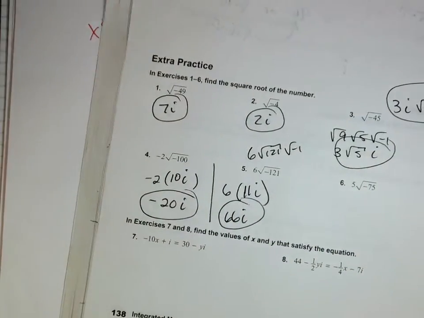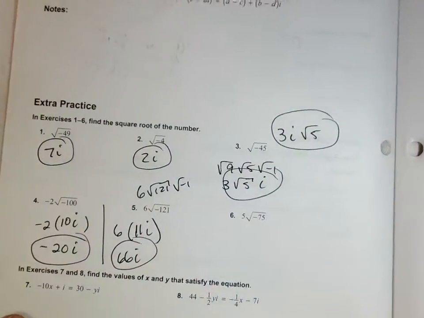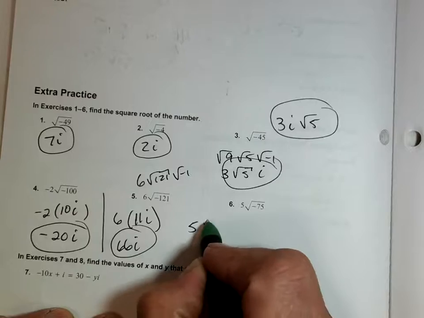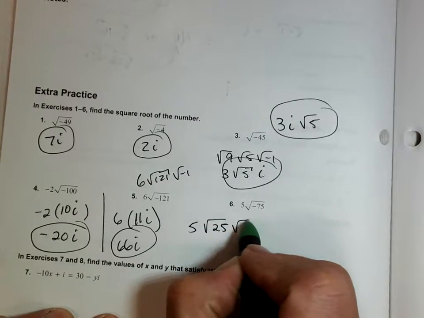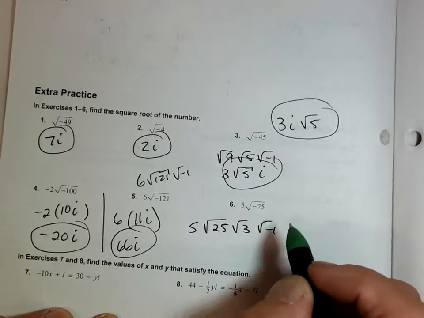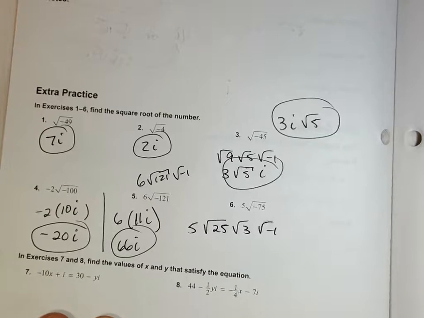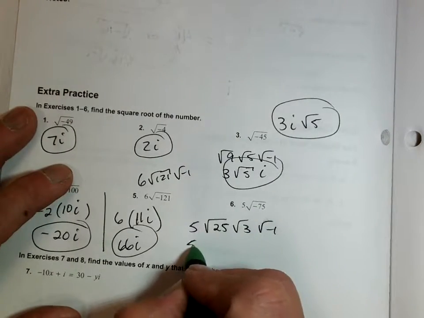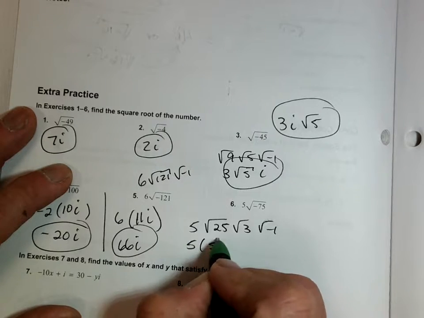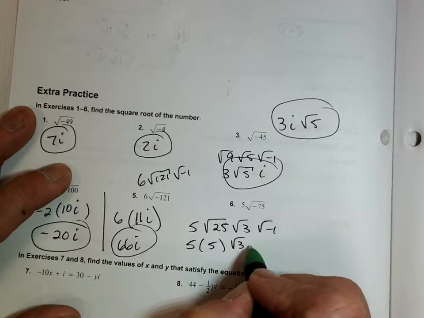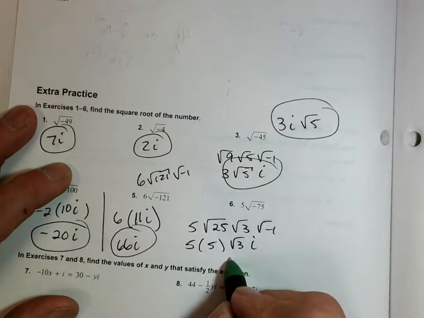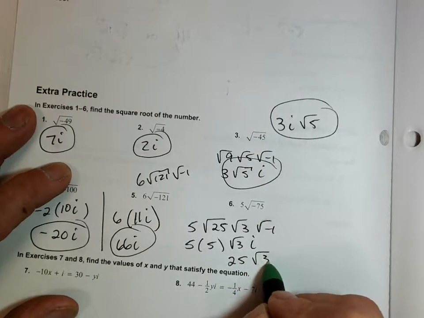Yes. Now, number 6, we're going to do some breaking down, right? So let's do some breaking down. Yep, 5 times the square root of 25, times the square root of 3, and Annie will put the negative 1 in here, right? That makes it easier to see it, right? So we're going to have a 5 times 5 square root of 3, 25, 3i. Yep. So we get 25 square root of 3 i.